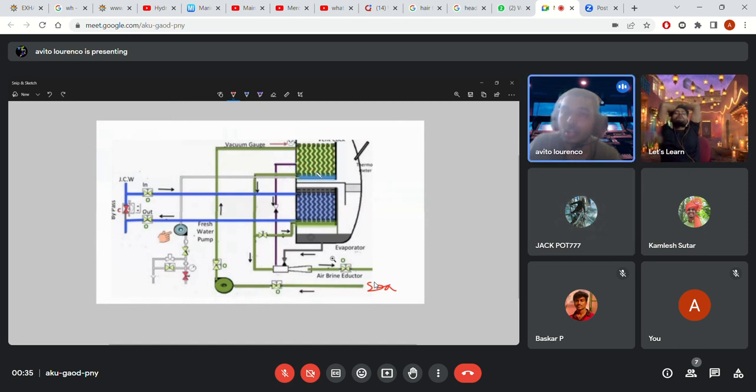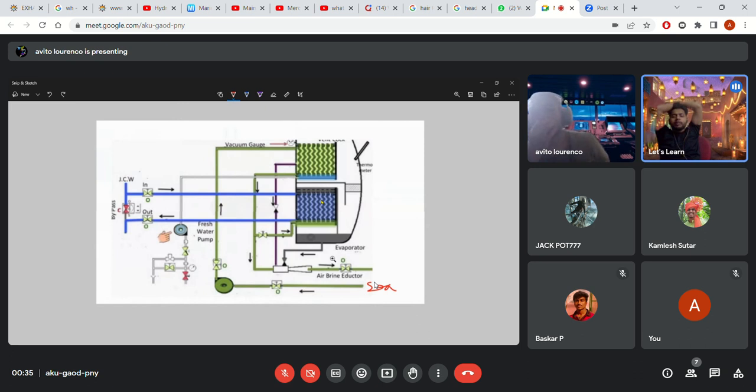And then where does it become vapor? In the evaporator, the second chamber. Why is it preheating? It's not only preheating, it's heat exchanging. It's cooling our fresh water. It's not just preheating, it's cooling our fresh water.